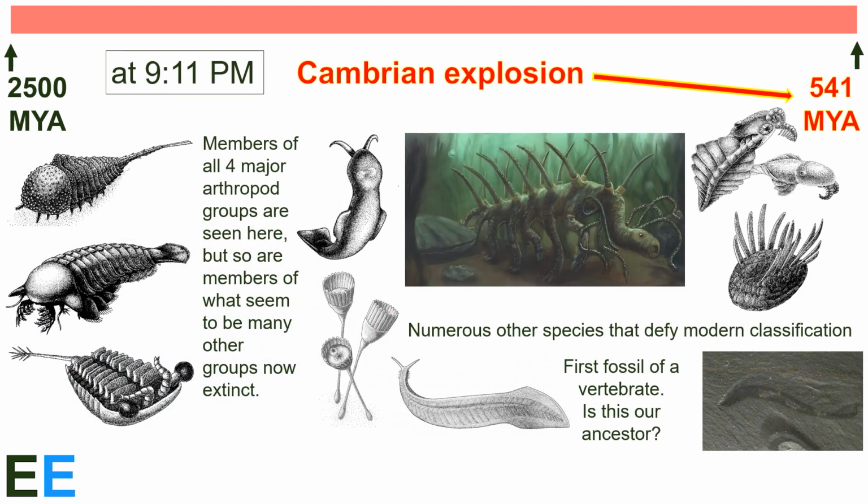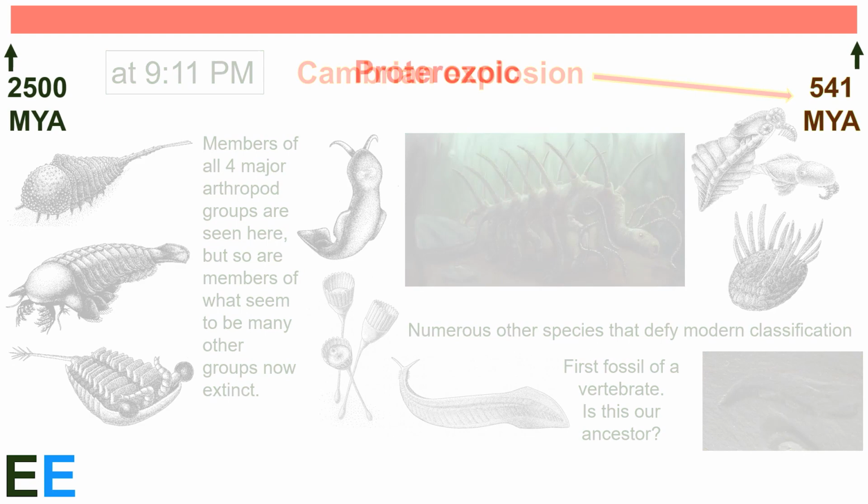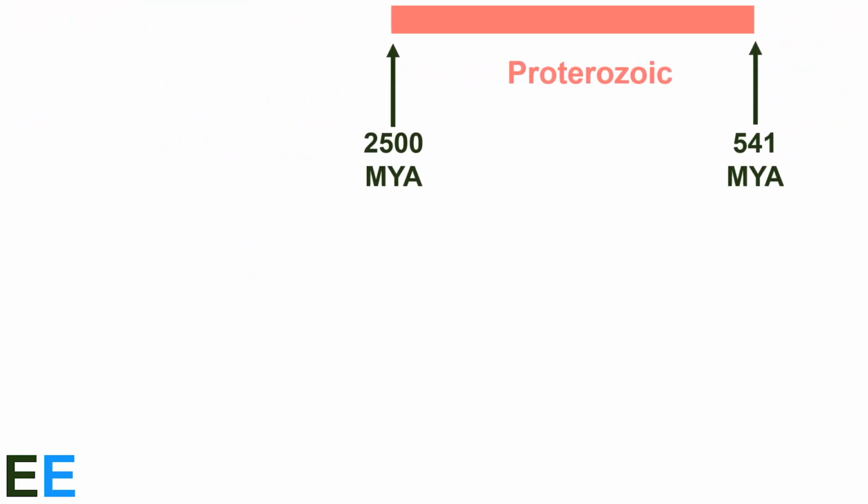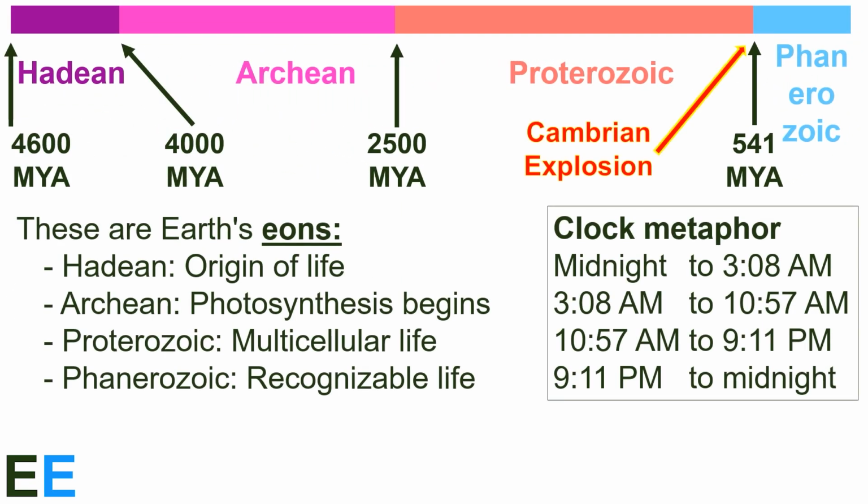The Cambrian Explosion was perhaps the most important single event in the history of life on Earth. It gave rise to the major phyla of organisms we see today, and represented a whole-scale change from what had been living on Earth for the previous 3 billion years. At just after 9 p.m., life on Earth really got started as we know it. The Cambrian Explosion was such a change that we use it to mark the end of the Proterozoic.